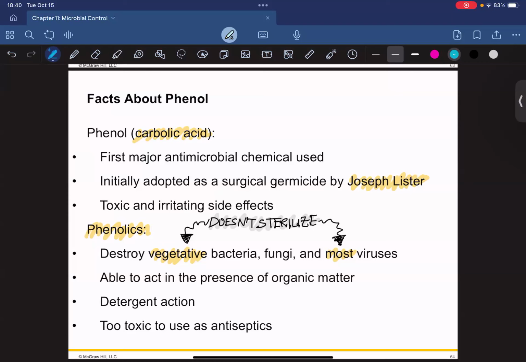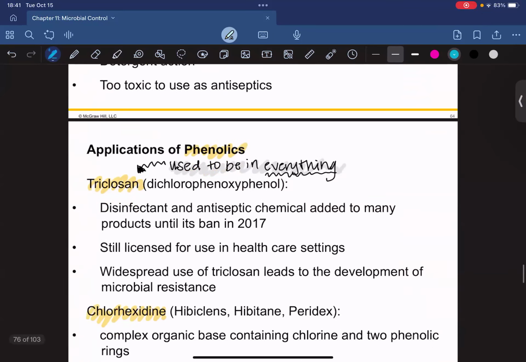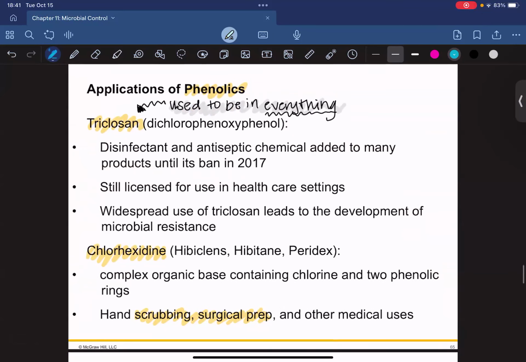The phenolics that are based off of that, they will destroy vegetative bacteria, fungi, and most viruses. Again, they don't sterilize. They can be toxic as well. But there's some that are still used that are less toxic than the others. And those two are triclosan and chlorhexidine. Triclosan, which is apparently also dichlorophenoxyphenol. Cool. You guys want to say that word in your presentations?